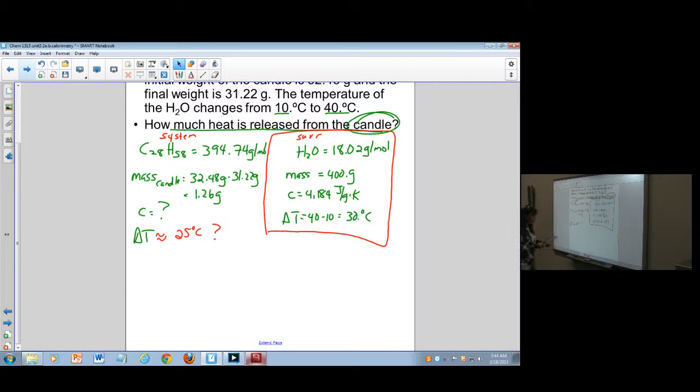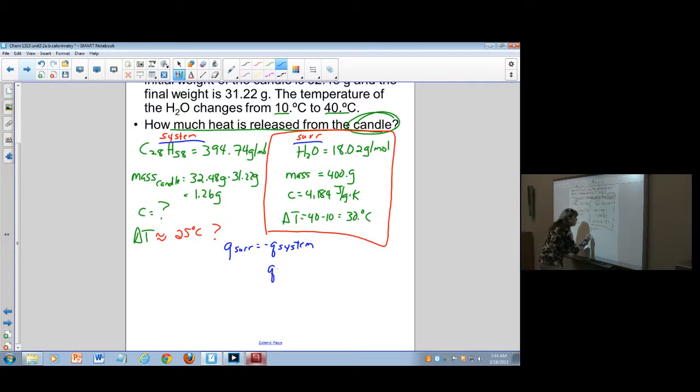But we can nevertheless find our Q. If we know Q of the surroundings, we're also going to know Q of the system, because Q of the surroundings is the negative of Q of the system. So we'll find the Q of the surroundings, and all we have to do is change the sign for the system.